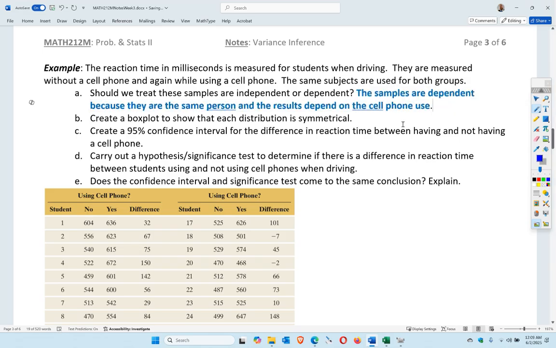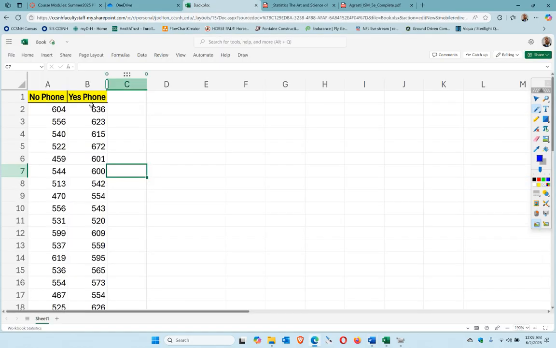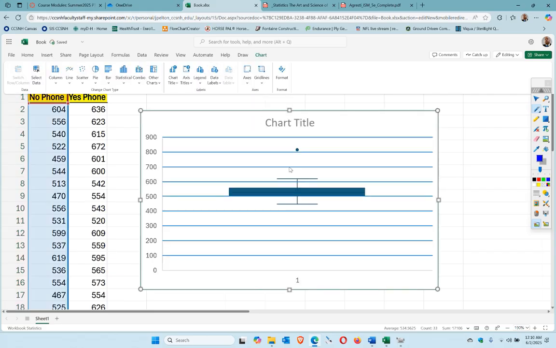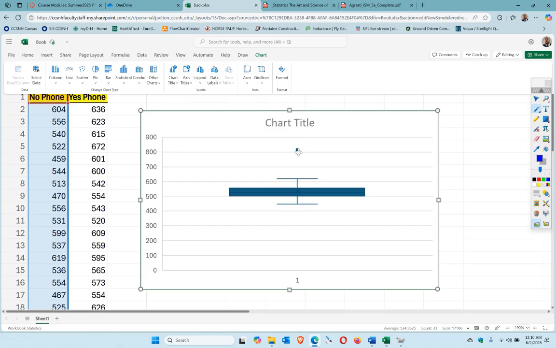Bold. Okay, so let's make sure that they are actually symmetrical. So what I did was I took that data and I put it into a spreadsheet, right? If we do insert, and then I think it's the other charts, maybe? Maybe it's statistical. There it is. Is that the box plot? It is the box plot right there. So that one looks pretty symmetrical, right? Other than the outlier you could ignore. It's the same on the left, on the top and the bottom.